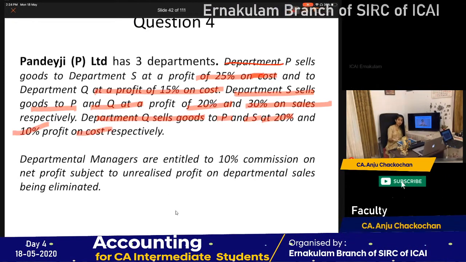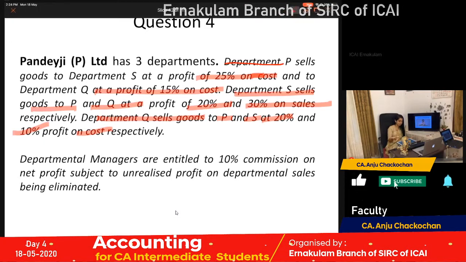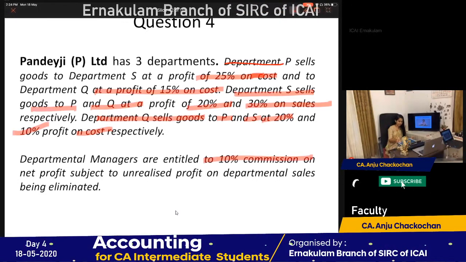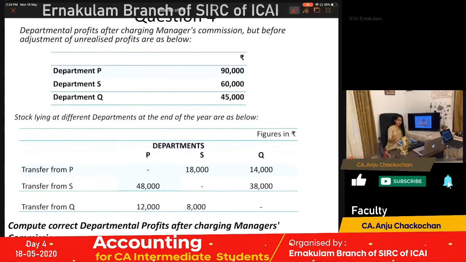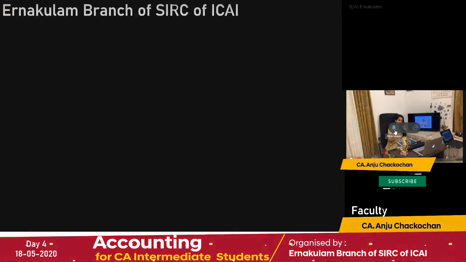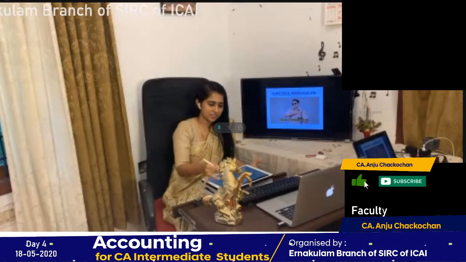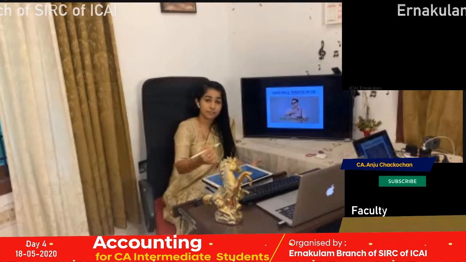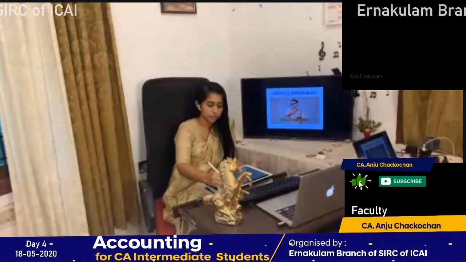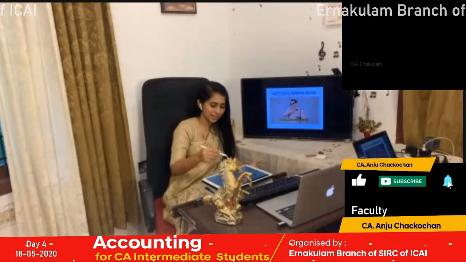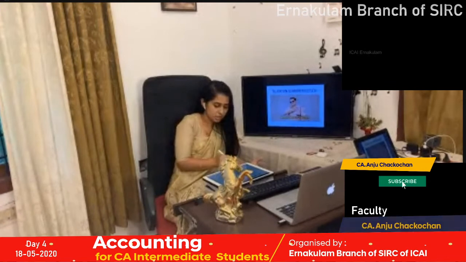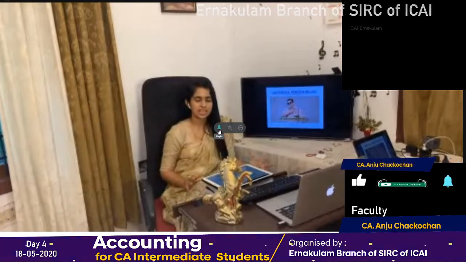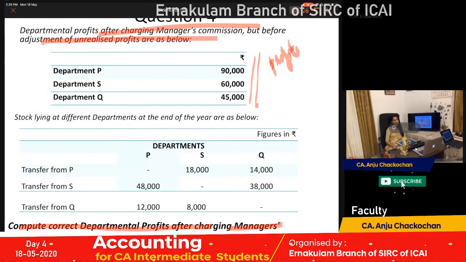And departmental managers are entitled to a 10% commission on net profits, with unrealized profit on departmental sales being eliminated. So what are we asked to compute? Again, we have a big chart coming up. Departmental profits after charging managers' commission, but before the adjustment of unrealized profit. These are the different profit elements given. We have the profits of different departments in the picture, and the stock lying is also given. So we are asked to compute the departmental profits after managers' commission. Students, I'll just brief the question and then we'll move on.